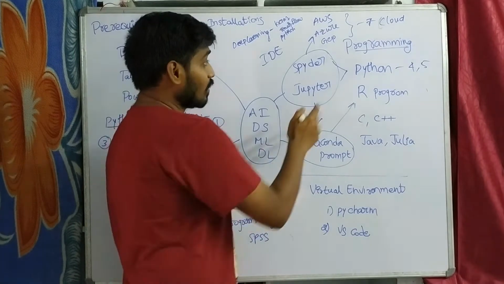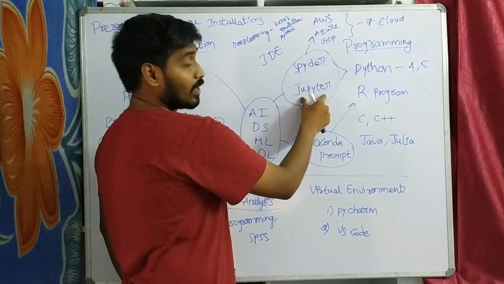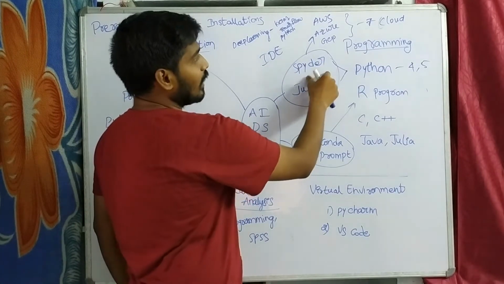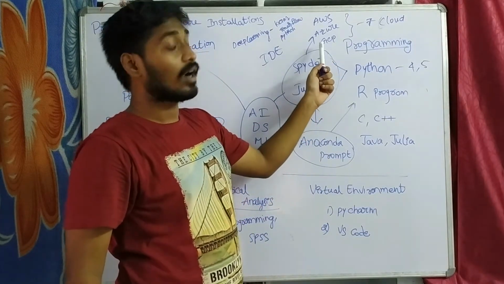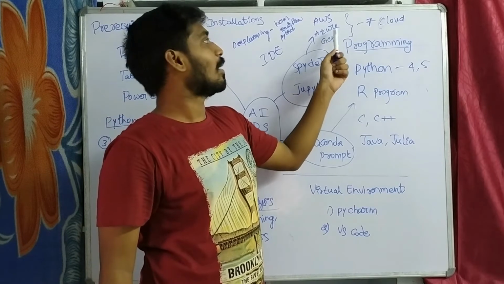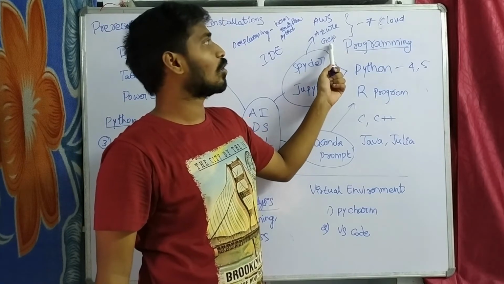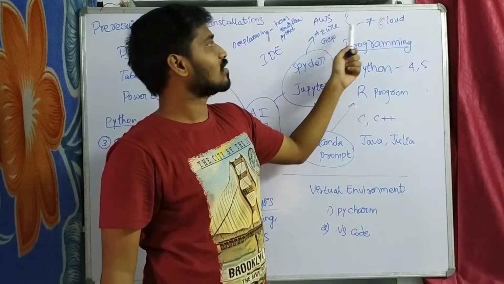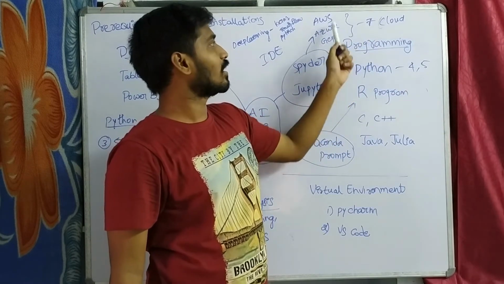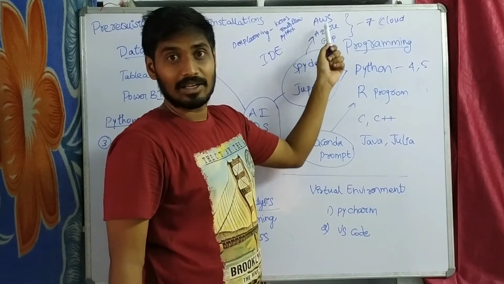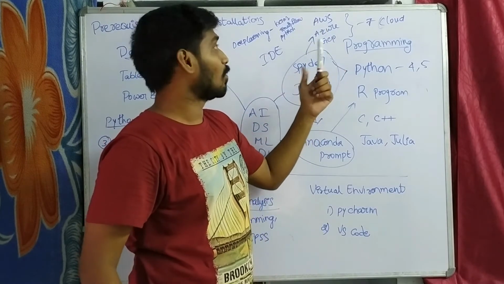Another thing, guys: if you learn Spyder and Jupyter, it will be very helpful to you for cloud platforms also. When I say cloud, you have already heard these names: Amazon Web Services, Microsoft Azure Databricks, and Google Cloud Platform. Not only these, there are seven to ten more cloud platforms, but those are small. These are the top three cloud platforms trending in the market.